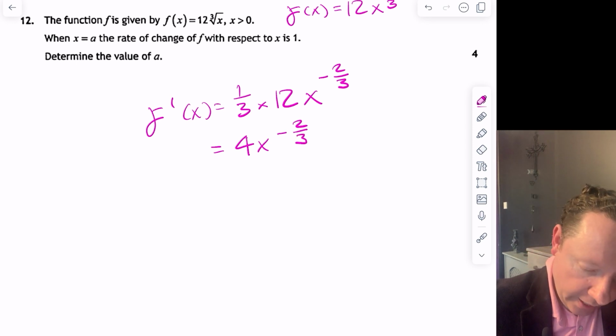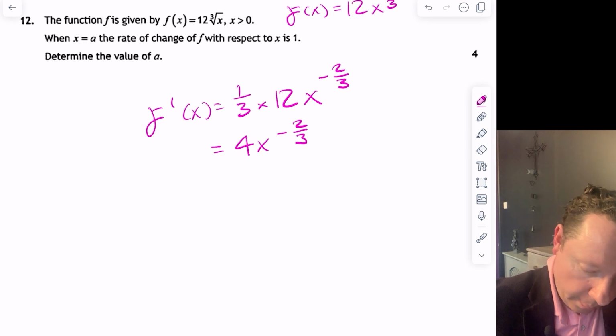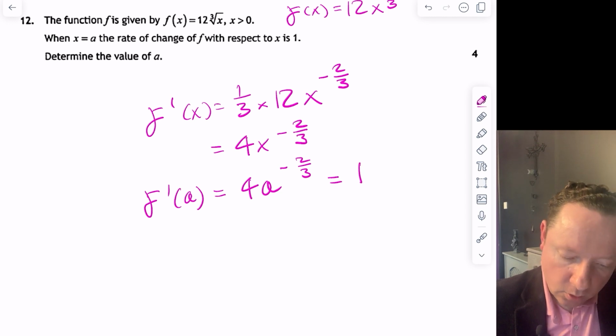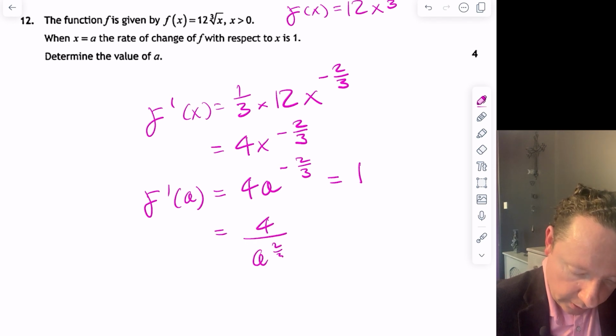And it says when x equals a, the rate of change with respect to x is 1. So f dash of a, 4a to the minus 2 thirds equals 1. So we need to solve this equation. There's lots of ways you could do this, but I'm going to put it back into 4 over a to the 2 thirds equals 1. So that means that a to the 2 thirds equals 4.